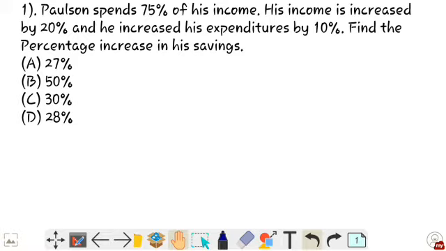Today we are going to see TNPSC problems, that is aptitude and mental ability. First sum: Paulson spends 75% of his income. His income is increased by 20% and he increased his expenditure by 10%. Find the percentage increase in his savings. Solution.